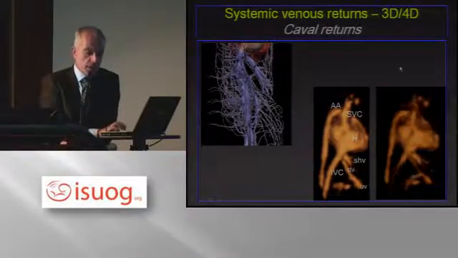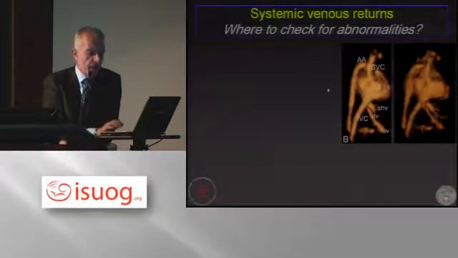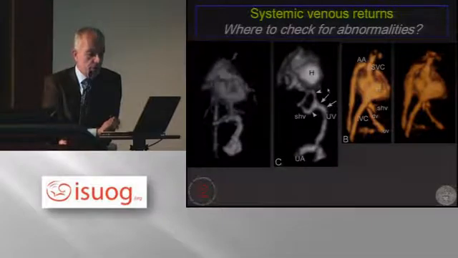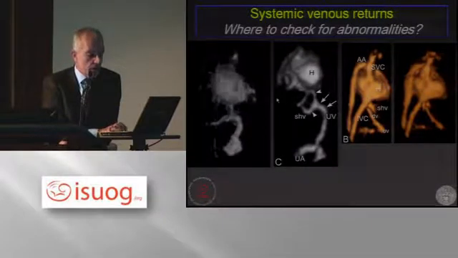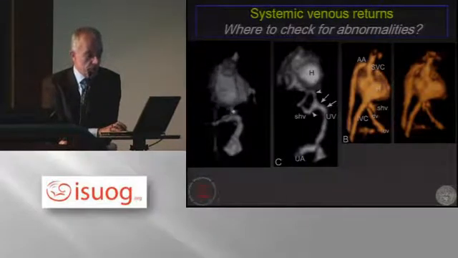You can use HD flow with three-dimensional approach, and this will allow you with a single shot to detect abnormalities of the ductus venosus, and Rabbi will expand a bit on this later on. In this case, you see an abnormal ductus venosus draining into the coronary sinus here, and this was another case.